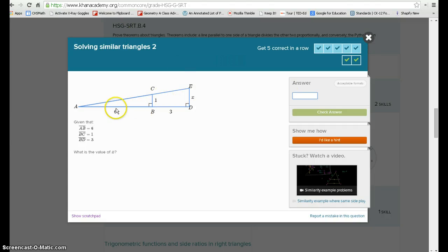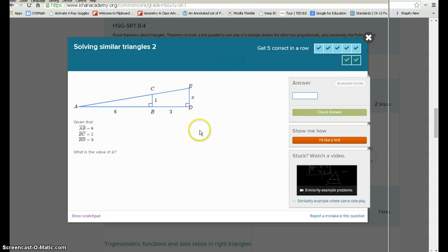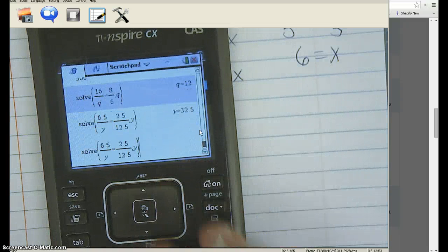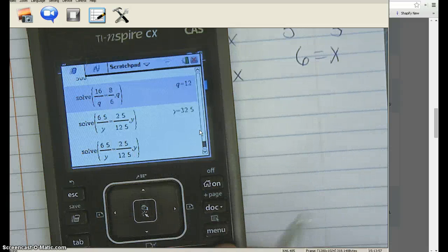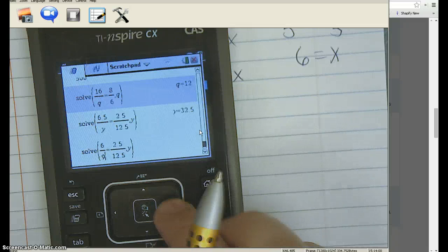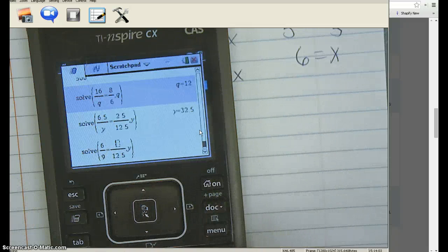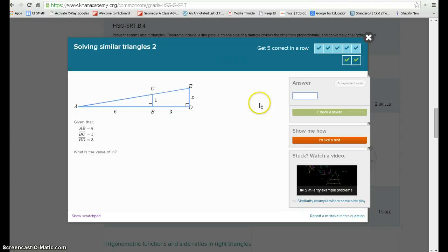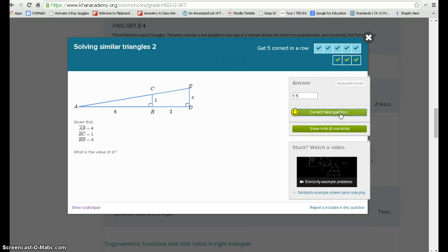Okay? And it looks like it's just a set that's all going to be the same. 6 over 9 equals 1 over X. So we'll do one more. Actually, I'll do this one with the calculator so you can see it again. Okay, 6 over 9 equals 1 over X. Solve for X. X equals 3/2, so that's 1.5, right? So I'll put that in as 1.5. 3/2 is 1 and 1/2, so 1.5.